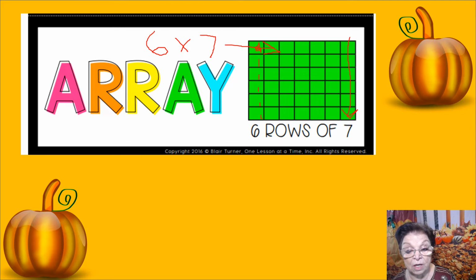I already colored in 1. Here's 2, 3, 4, 5, 6, 7. 6 rows, 7 columns. 6 rows of 7. Now, there's several ways you can do this. You can either count all the boxes, that's one way, or you could think 6 times 7, what would that be? And you can either look at a multiplication chart, or if you know your 6's, or if you know your 7's, you can figure it out. Let's take a look.